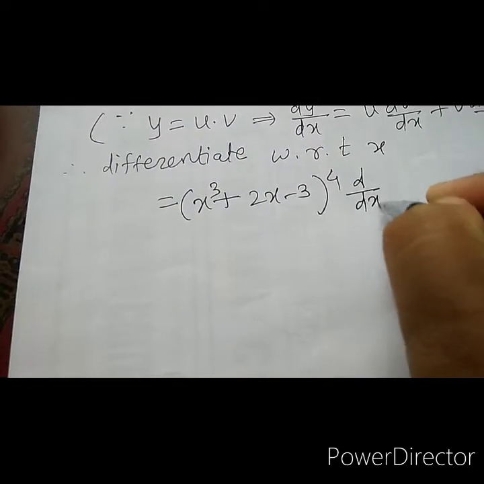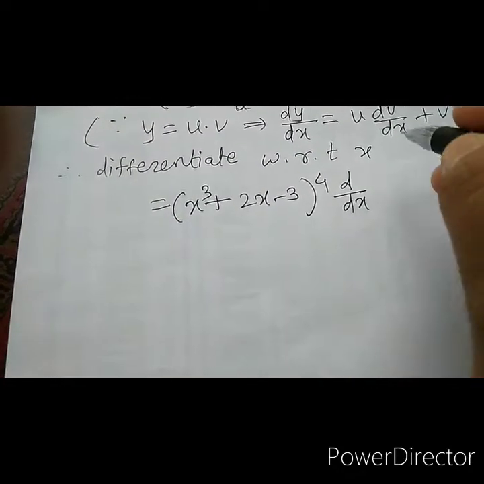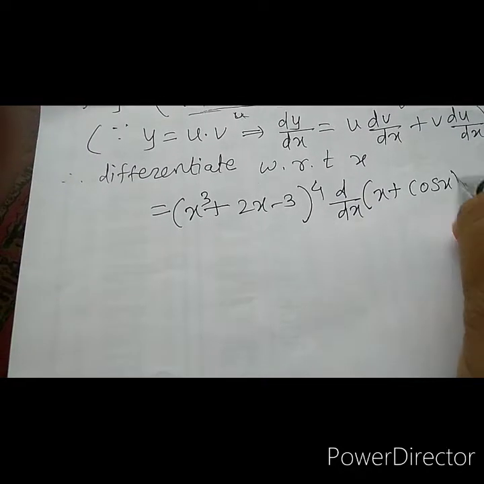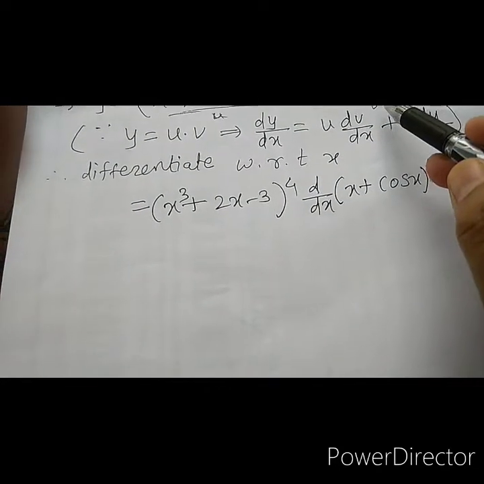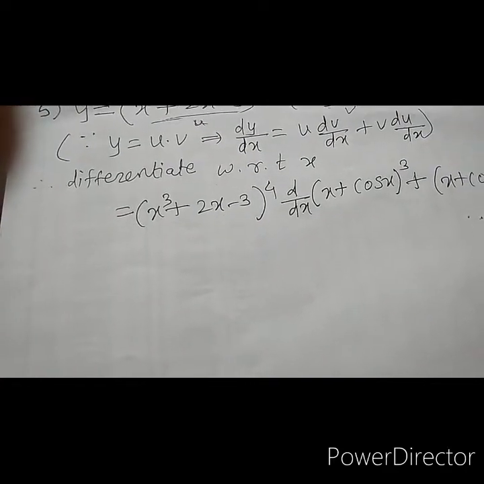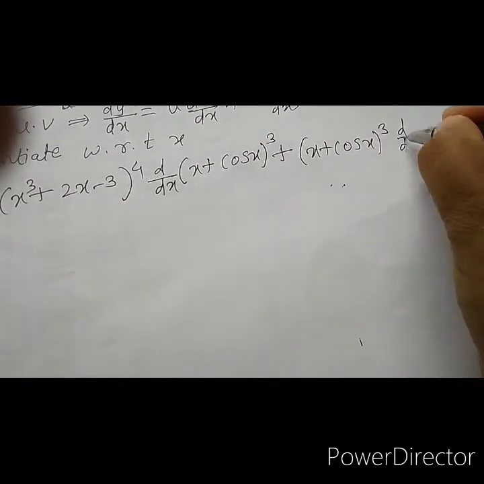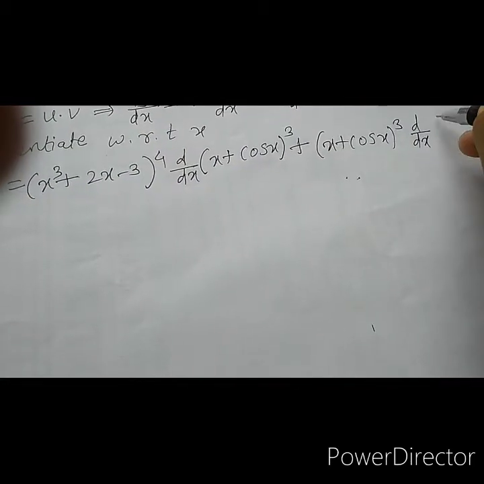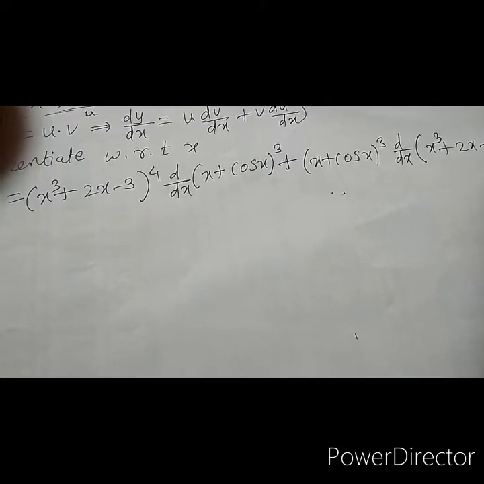d by dx of, now we have to take the derivative of v, that is d by dx of (x plus cos x) raised to 3. Now plus, now we have to take v as a constant, (x plus cos x) raised to 3, d by dx of, now we have to take the derivative of the first term, that is u, d by dx of (x cube plus 2x minus 3) raised to 4.